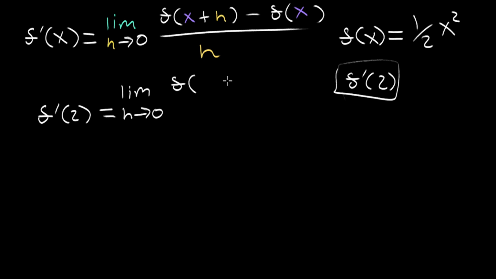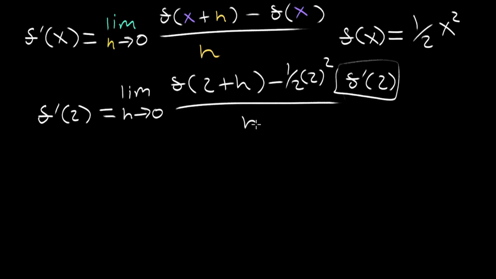f of, now we see that we need to put in our 2 here, 2 plus h, and then we need to put in our function f of x. F of x is this, so we would just put 1/2. X is 2, so we would just put 2 squared, all over h.